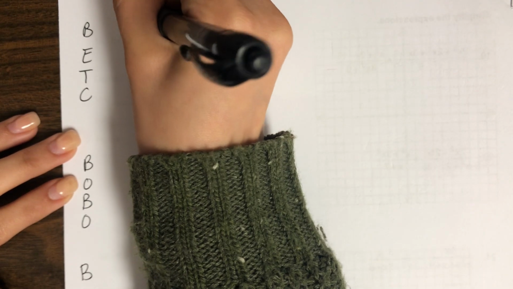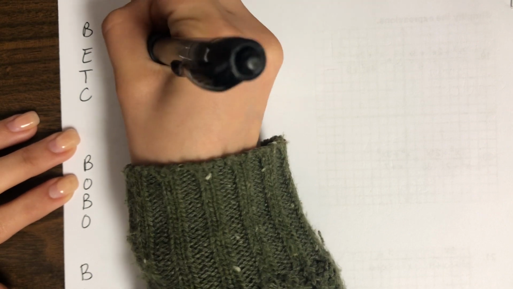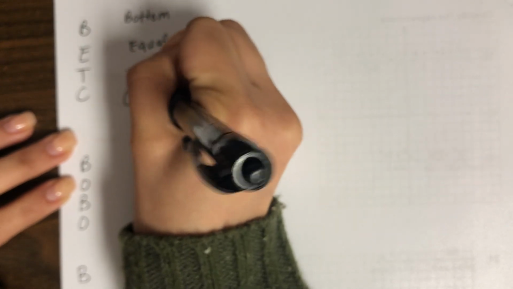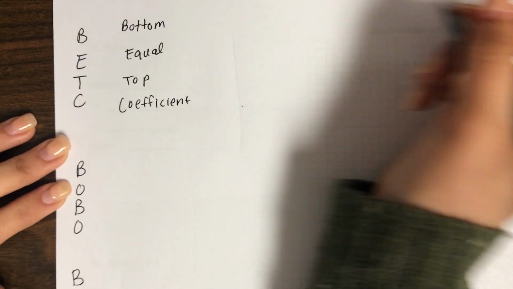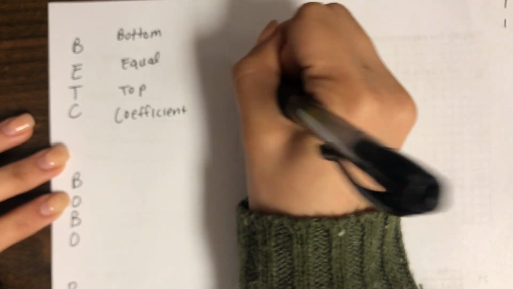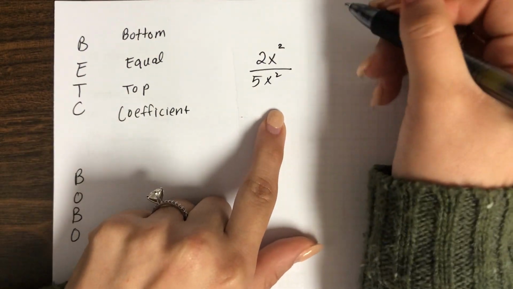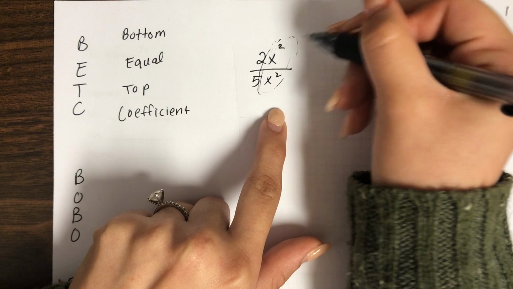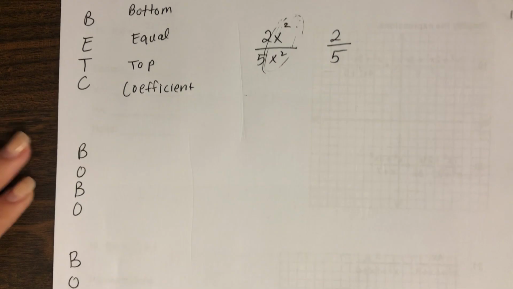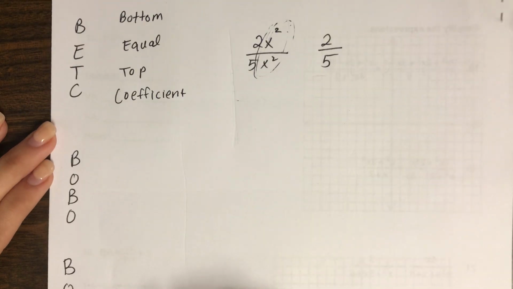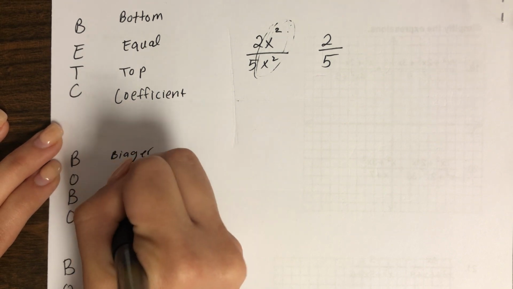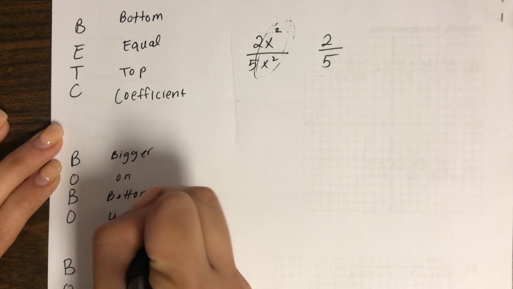So Betsy, remember, bottom equals top. This is our coefficients. So if our leading variables have the same coefficients, if our leading variables are equal, so both of these values, they're both to the power of 2, our answers are their coefficients. So Bobo is bigger on bottom. That is y equals 0.